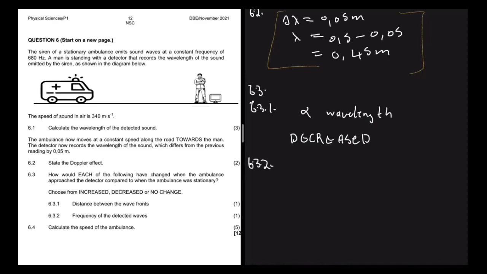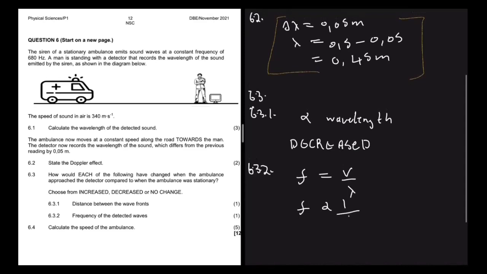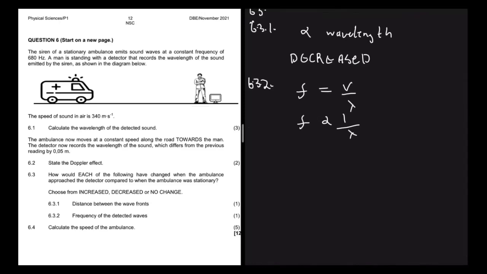And then we move forward to 6.3.2, and then how will the frequency of the detected waves change? Okay, the frequency is equal to the speed divided by the wavelength, right? So frequency is inversely proportional to wavelength. The wavelength went down, so the frequency goes up, right? So we're going to have increased.